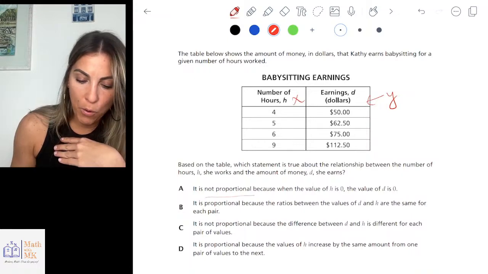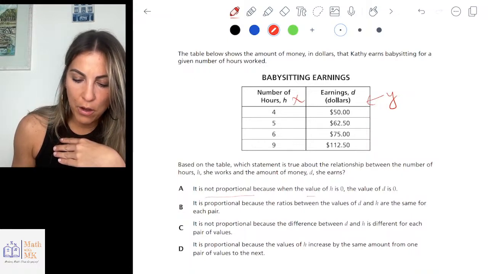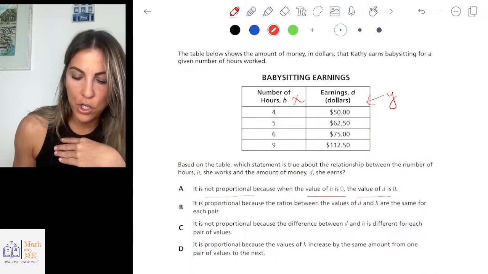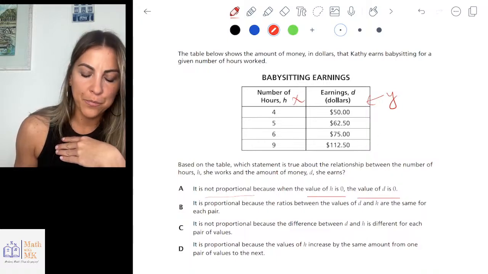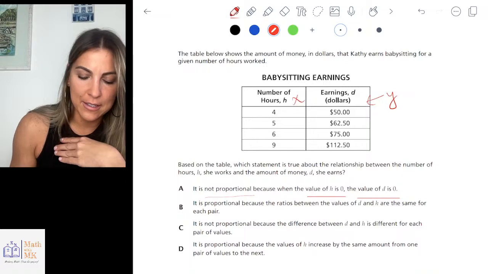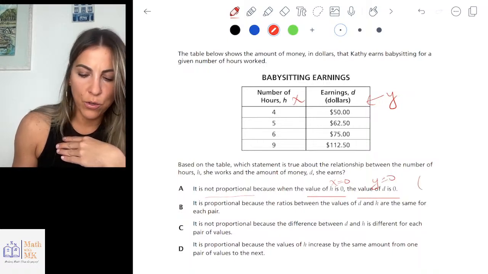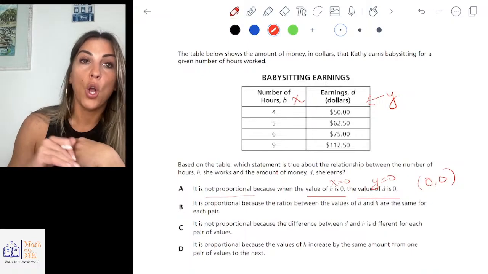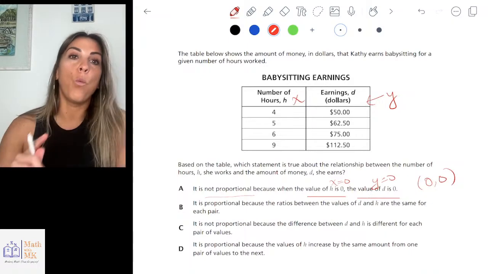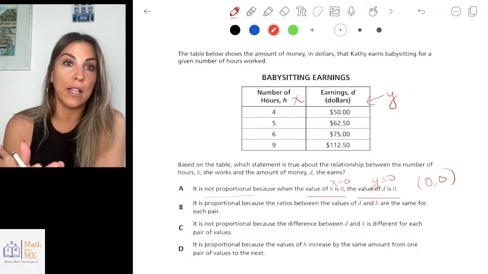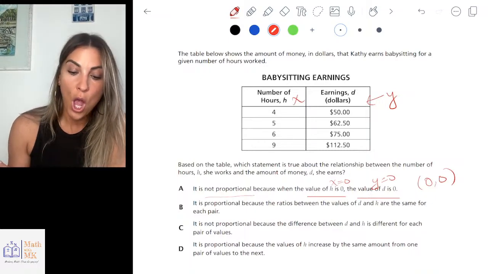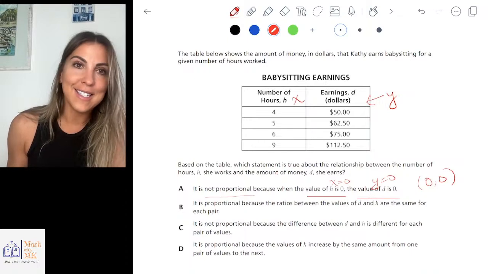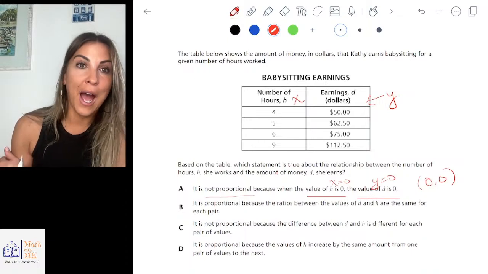It is not proportional because when the value of h is 0, the value of d is 0. Remember that I said h in this case is the same thing as x, right? So they're saying when x is 0, then y is 0. That's the ordered pair 0, 0. And I just told you that a proportional relationship goes through 0, 0. That's one of the requirements. It also has to be a straight line. It can't be a curve that goes through 0, 0. So this is not a good reason for not being proportional.